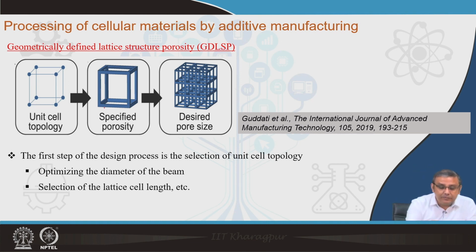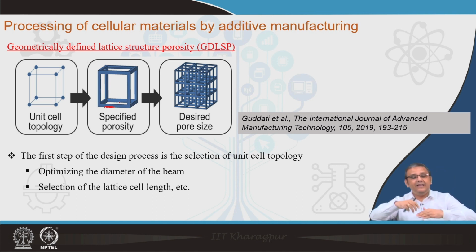That means we can assume these as our struts. In this case we have a cuboid shaped unit cell, and the individual dimensions of the arms or the sides of the unit cell are actually controlling the amount of porosity. That means if we want a low porosity structure, we have to make the unit cell or the struts thicker, that will give a lower amount of porosity, while if the struts are thinner, we will obtain a higher amount of porosity, which will again control the mechanical properties and also other properties.